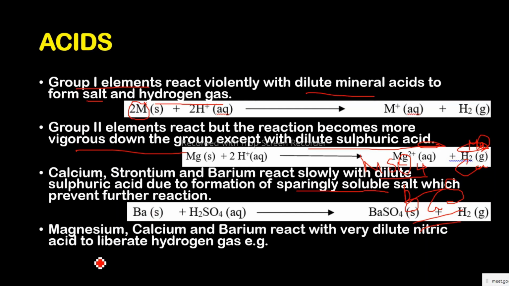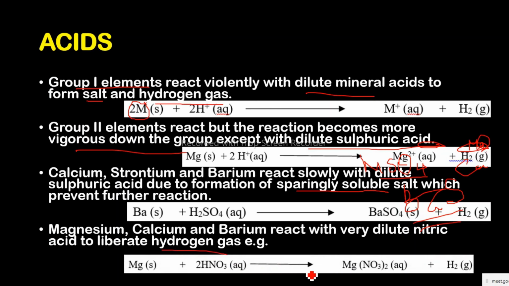Then magnesium, calcium, and barium react with very cold nitric acid to liberate hydrogen gas, where you form a nitrate and hydrogen gas, which is almost the same. Now, why isn't beryllium appearing anywhere? Think about that. What's up with the chemistry of beryllium? Now this will take us back to the diagonal relationship.